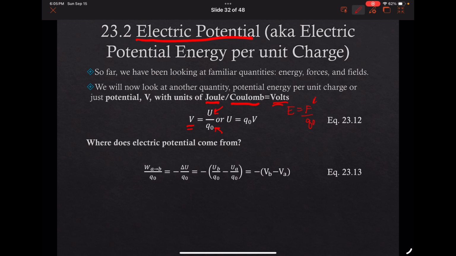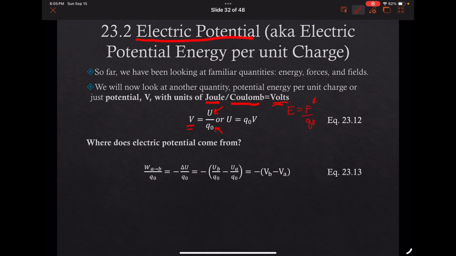So it's a source, right? Your outlet is a source of potential energy for your devices. And since our devices take various different amounts of charge, we can scale that by charge and simply call that potential energy coming out of the outlet potential.